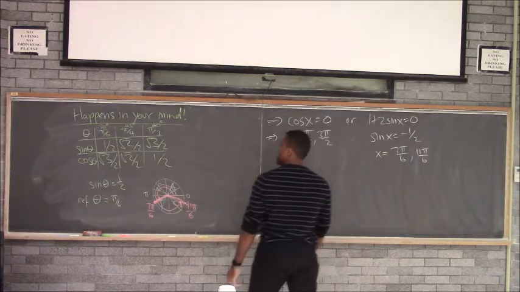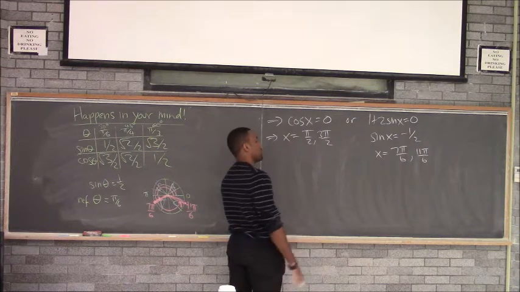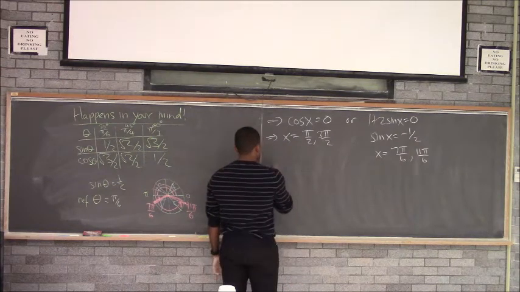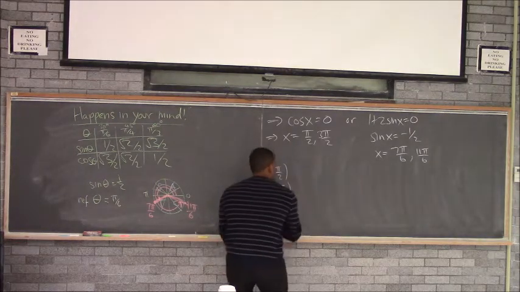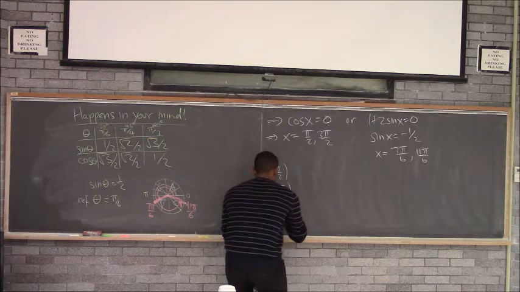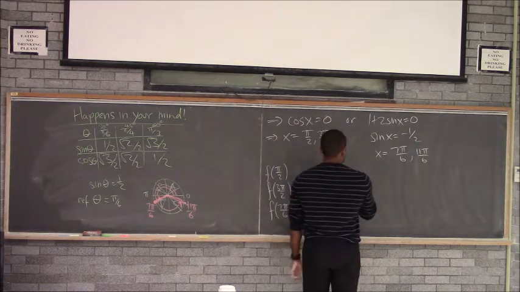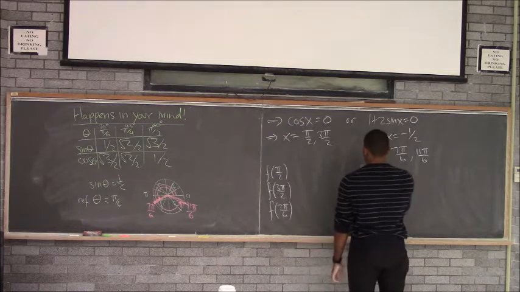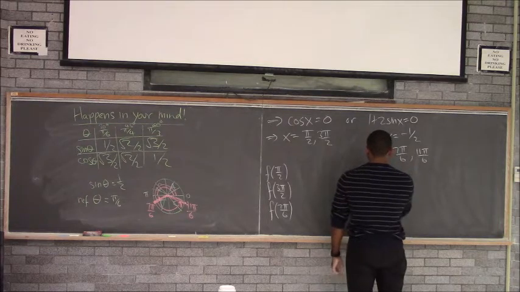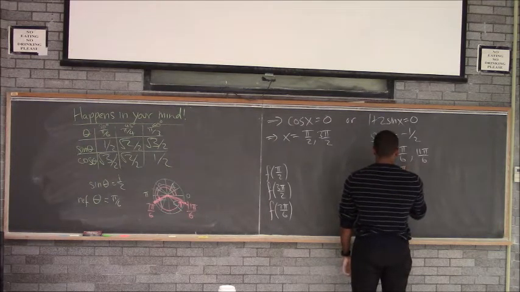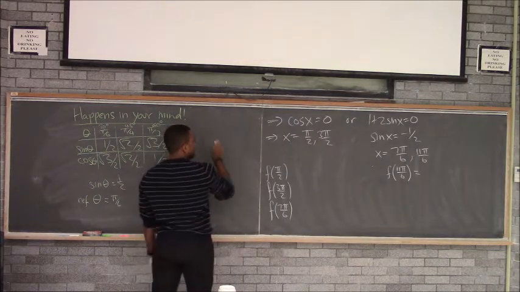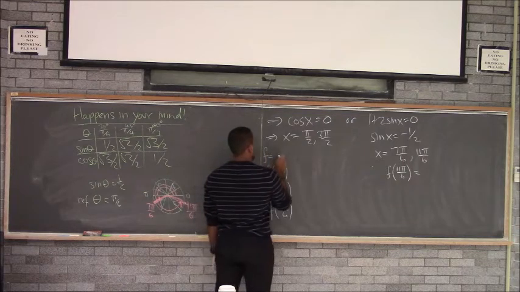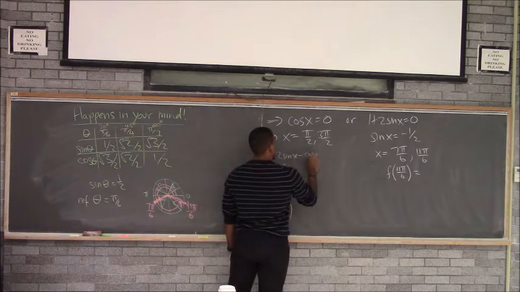Now what do we have to do? Evaluate the function. I need to find f at pi over 2. I need to find f at 3 pi over 2. I need to find f at 7 pi over 6. I need to find f at 11 pi over 6. I have enough space. What is the f again? 2 sine x minus cosine x.